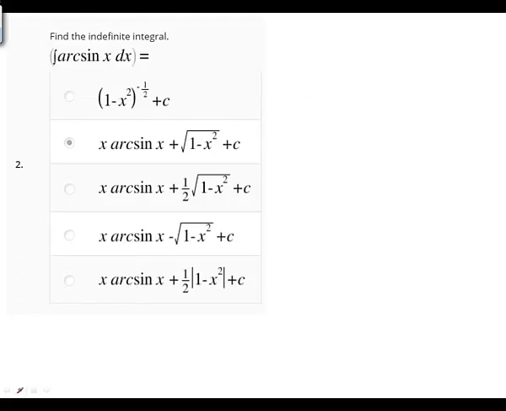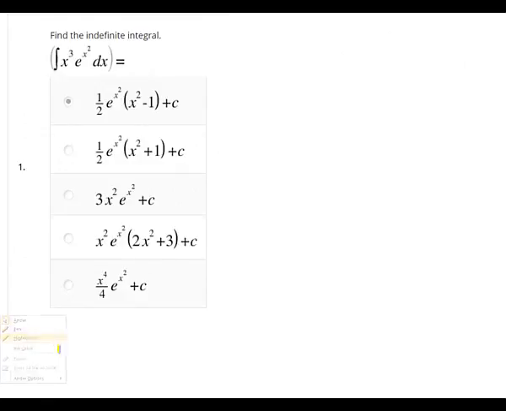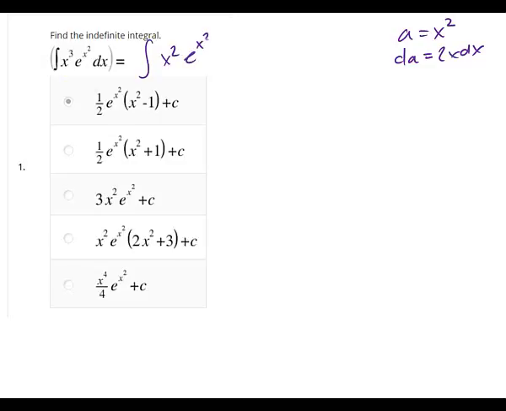So I'm going to say that A equals x squared. So what does that mean that dA equals? 2x dx. Now, looking at this, I'm going to rewrite it. I have x squared e to the x squared times x dx. Do you see what I did? I pulled out the x. So do you see how that's right here? So I'm going to get to replace that piece. I'm going to move the 2 over to the other side by making it 1/2.